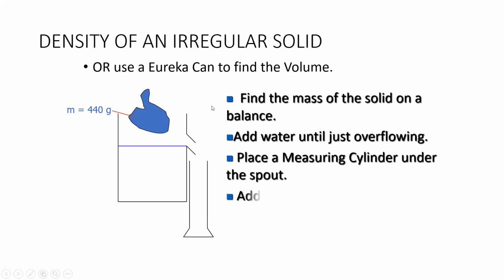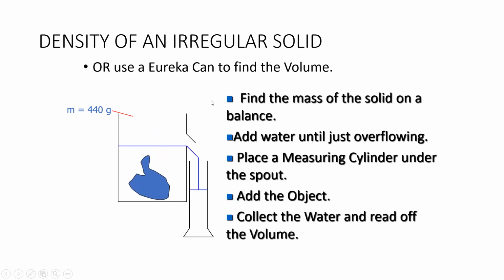spout. When you add the object, the water will transfer into the measuring cylinder, and we collect the water and read the volume. Basically, the volume of water which we collect is the same as the volume of the object, because the object will displace the same amount of liquid. So we read the volume of the liquid which is displaced. The volume of liquid collected in the measuring cylinder is the same as the volume of the object added.